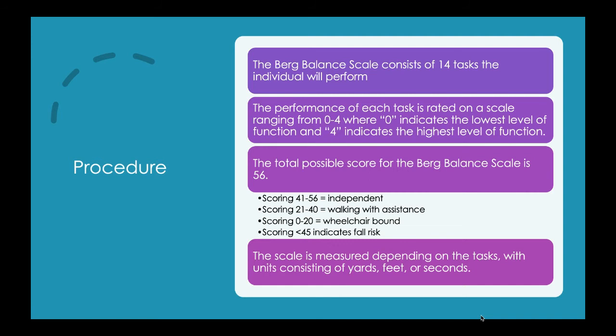The total possible score for the Berg Balance Scale is 56. An individual scoring between 41 and 56 is considered independent. An individual scoring between 21 and 40 may walk with assistance. An individual scoring between 0 and 20 may be wheelchair bound. An individual scoring less than 45 may be at risk for falls. The scale is measured depending on the tasks, with units consisting of yards, feet, or seconds.